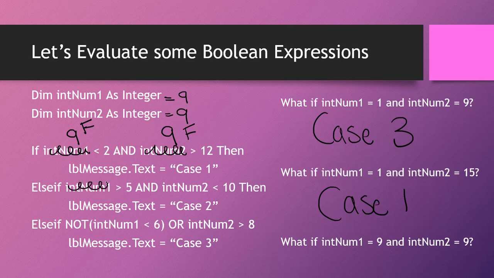So let's scribble here. It's a 9 and this is a 9. So is 9 greater than 5? Yes, right? That's a true statement, okay? Let's check the next one. Is 9 less than 10? Yes, that's a true statement. So now let's connect that with the and. True and true. Remember, and requires both people to be true. Since they are, we can display case 2 on this example.